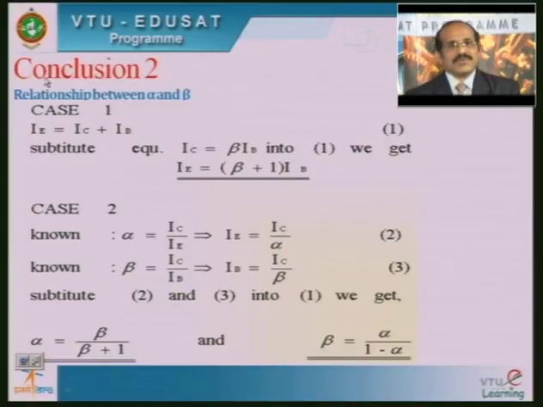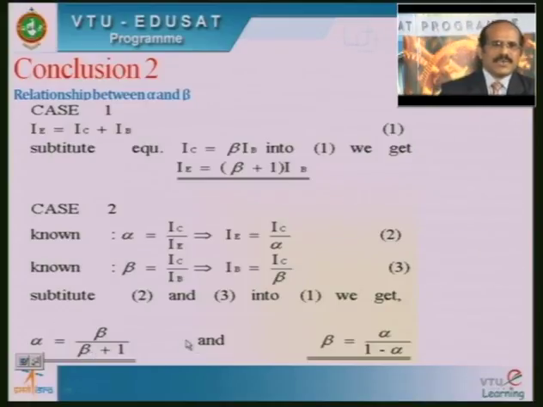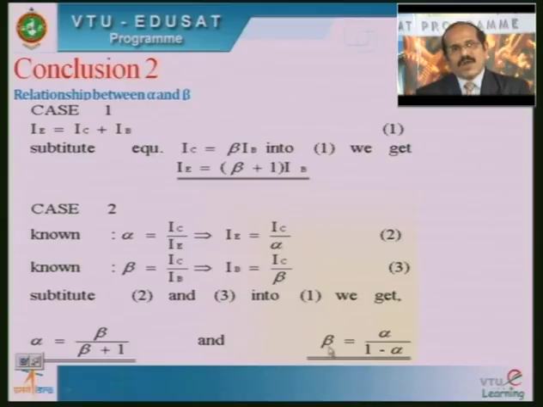And also we were able to establish the relation between alpha and beta. We have seen that the emitter current is nothing but IC plus IB here, and we know that IC in terms of beta is IC equal to beta times IB here. If you substitute this IC into the equation, we get IE equal to (beta plus 1) times IB here. So from these two equations we get equations 2 and 3. If we substitute 2 and 3 into equation 1, we get alpha equal to beta by beta plus 1. Similarly, beta equal to alpha by 1 minus alpha.